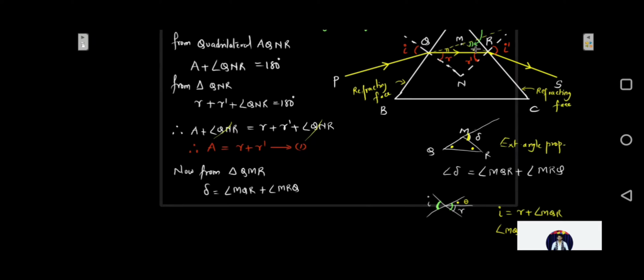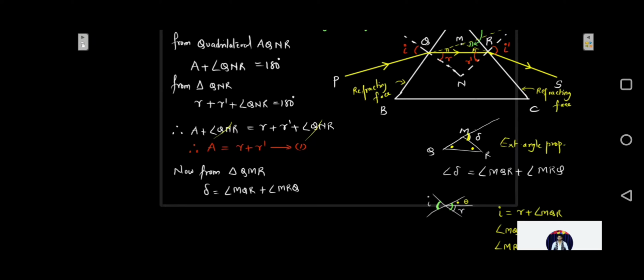Similarly, on this side, angle MRQ will be I dash minus R dash. I dash is the angle outside the triangle, minus this R dash, because this angle will be equal to this complete angle. So if you remove R dash from I dash, you are going to get this small angle MRQ.